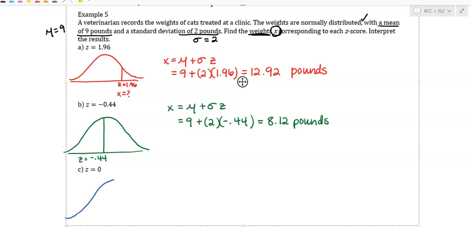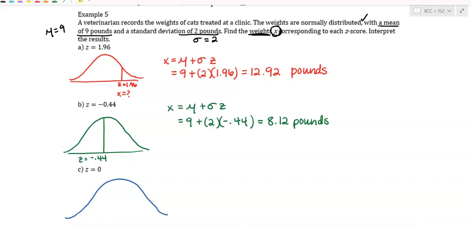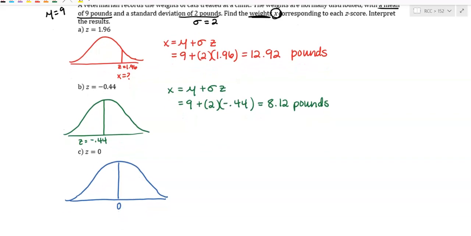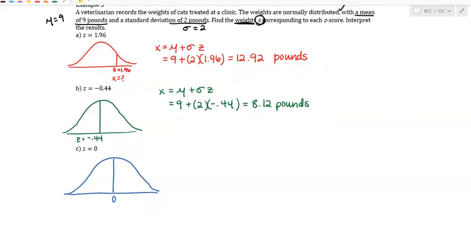In the last example, we have that z is 0. Hopefully, that last question that was in the presentation, you know that that's perfectly in the middle, 50% of the data on the left, 50% of the data on the right. That represents the 50th percentile. That is the mean of the data. That is the median of the data. That is the mode of the data. All those things are true when we're working with a normal distribution.